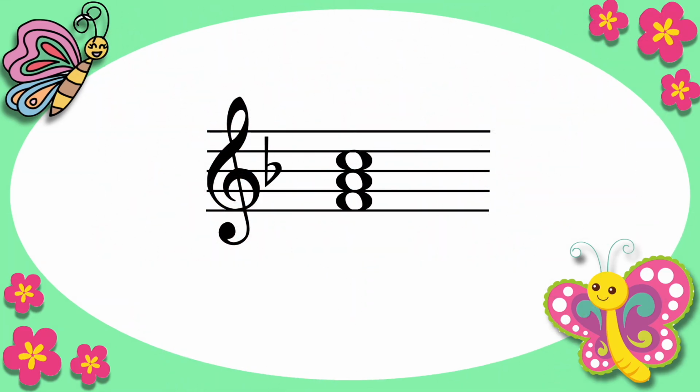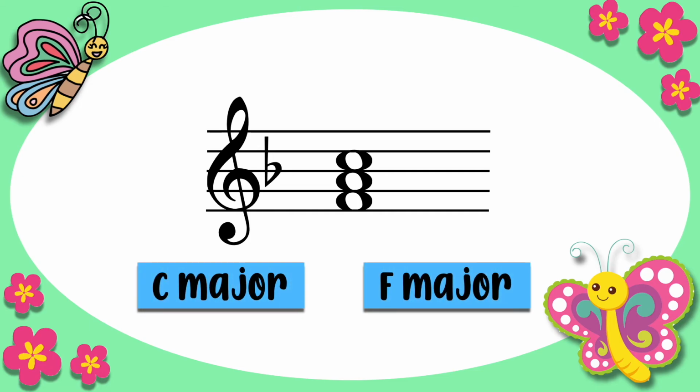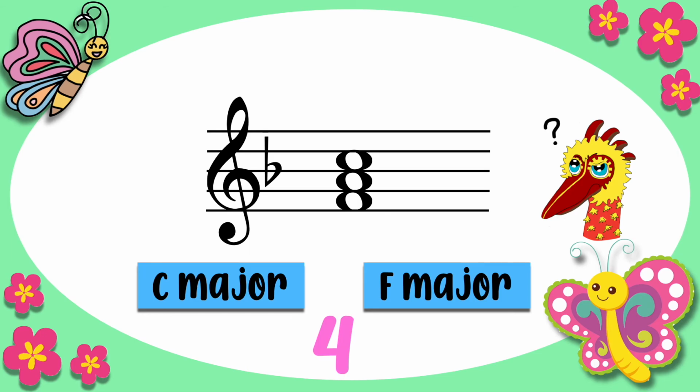What about this, Dave? Which scale has this tonic triad? C major or F major? The answer is F major. The tonic for F major is F. F, A, C.